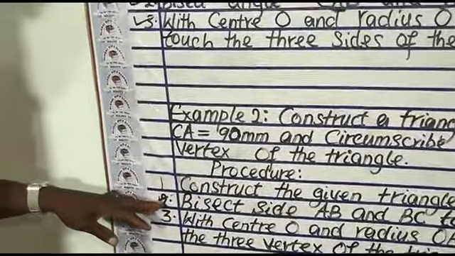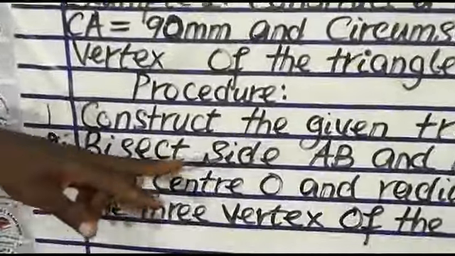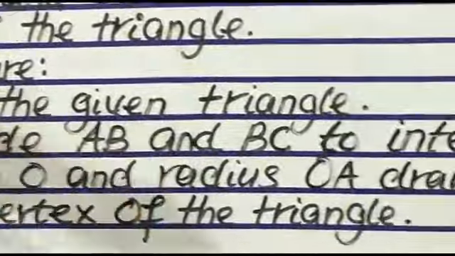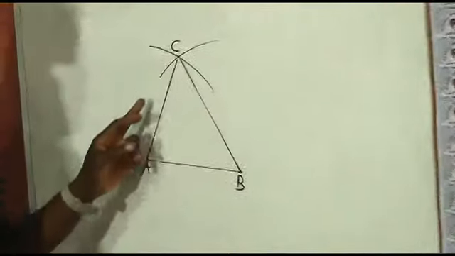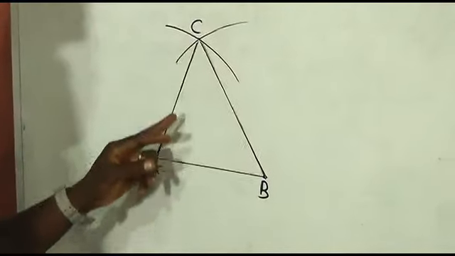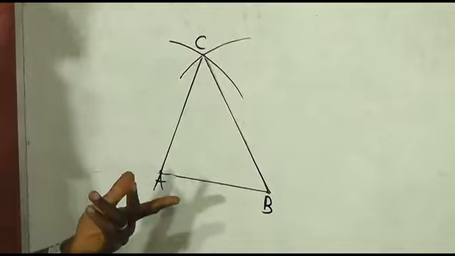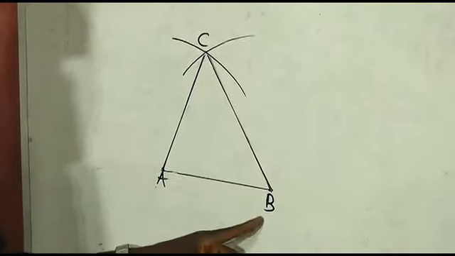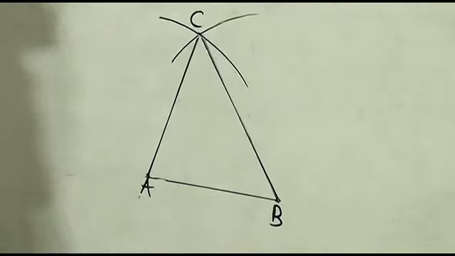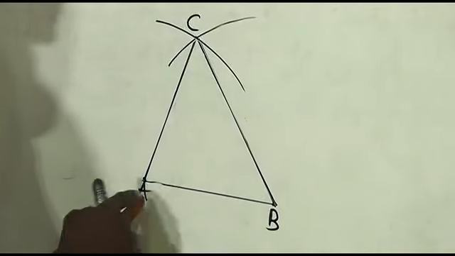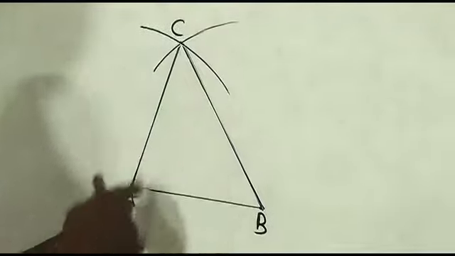So let's look at the second procedure here. We have to bisect side AB and BC to intersect in O. And we have three sides that form this triangle, and any given triangle must always have three sides. So you can choose to bisect any side at all. You can choose to bisect side AB, BC, or AC. Okay, so any side you can choose to bisect. But now we are bisecting this side, AB and AC.